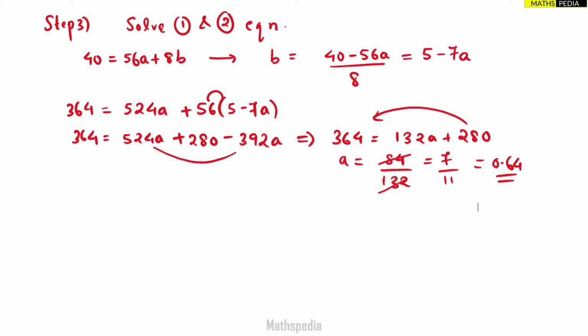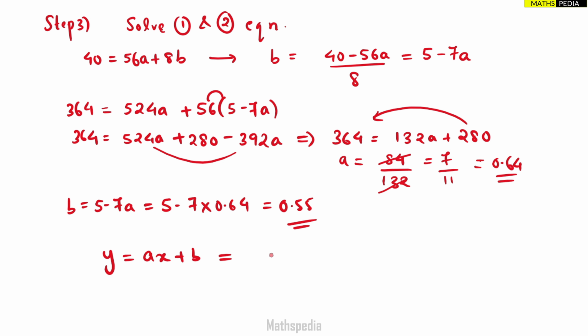What about b? b we already know is 5 minus 7a. Just substitute a over there. So b is equal to 5 minus 7a. So 5 minus 7 into a, which is 0.64, or you can write it as 7 by 11 also. That is also fine. Anyways, you will be getting the value as 0.55. So the a and b values I got. What is the straight line equation? Finally you will be getting y equal to, we wanted the ax plus b form, so we can write it as 0.64x plus 0.55. So this will be the final straight line equation.